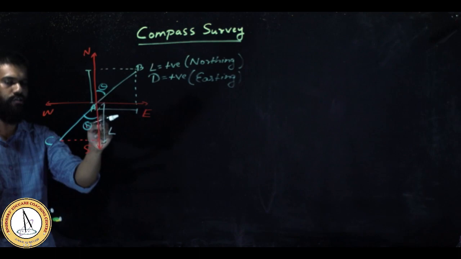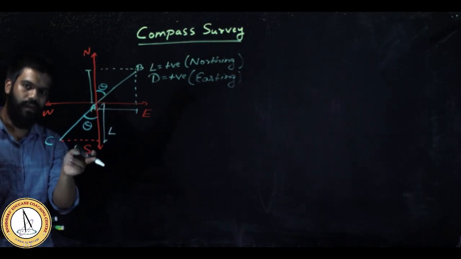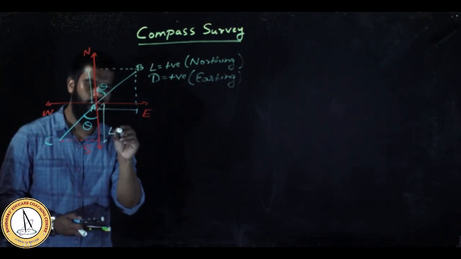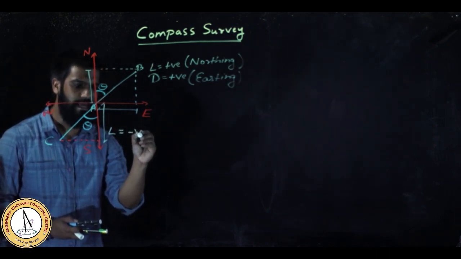So this latitude, you can see where it is. It is in the south direction, that means the negative y-axis. So in this case, the numerical value of latitude will be negative.